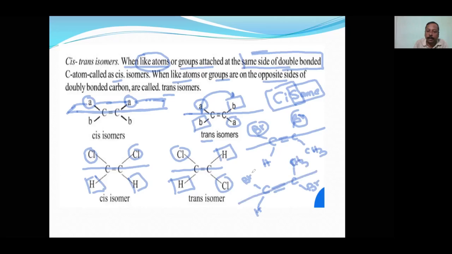So if like atoms are on the opposite side, then it is called trans. So this is an example of trans, this is an example of cis. This is an example of cis, this is an example of trans. Okay, now let's see the other part.